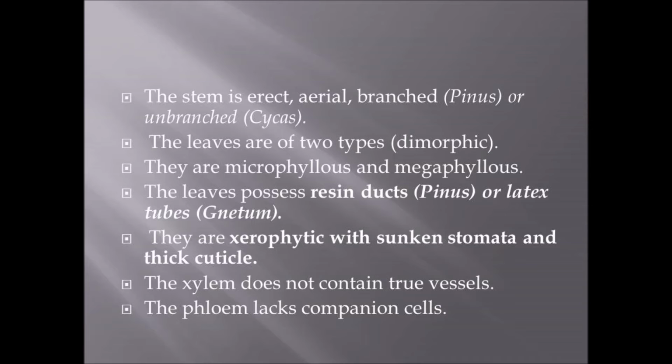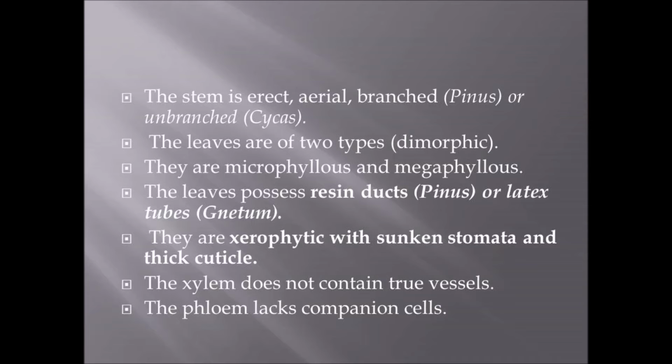Next is, the stem is erect, that is it is up straight, and it is aerial. So aerial means the stem of the plant will be above the ground. We can see it over the ground, and it won't be present underground. And some are branched. For example, pinus. In trees like pinus, they are branched.